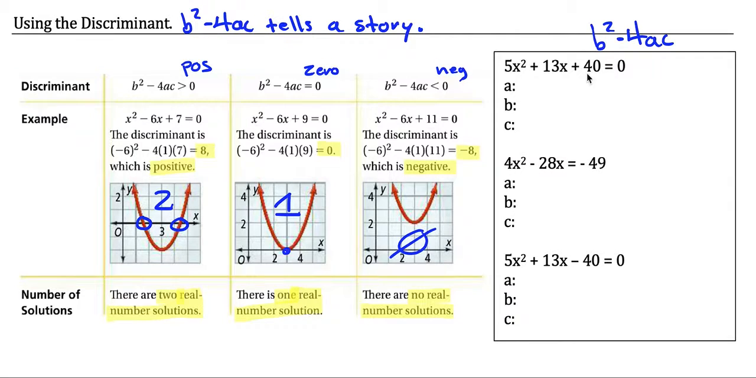All right, students, let's practice using the discriminant a little bit. Now that you know positive, zero, and negative discriminants will give you 2, 1, or no solutions. So here we go. Here's how I practice using the discriminant.